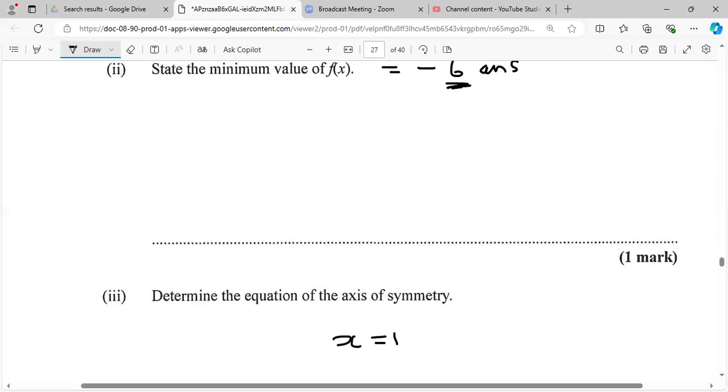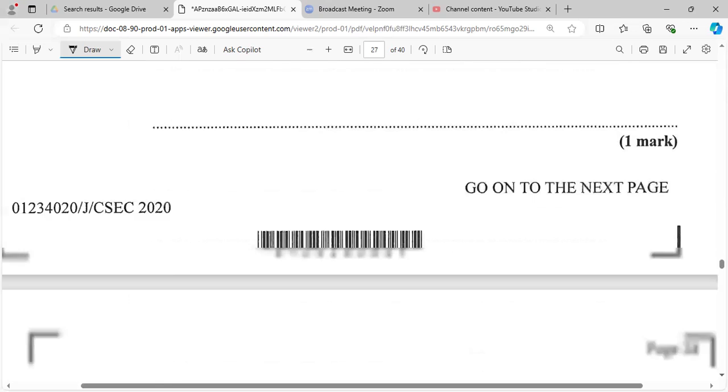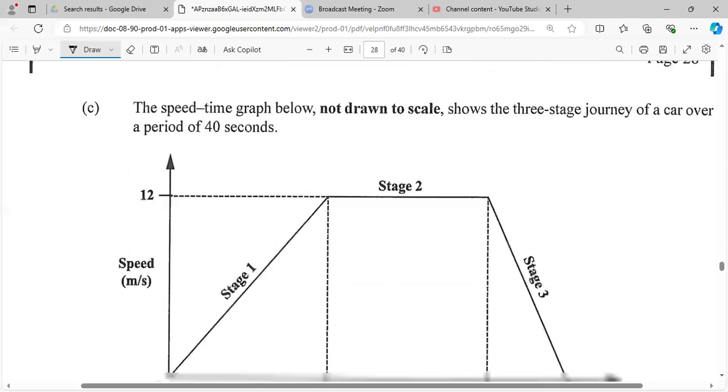Alright, let's see if they have anything else in store for us. So that's 1 mark. But the key is to get it first, right?